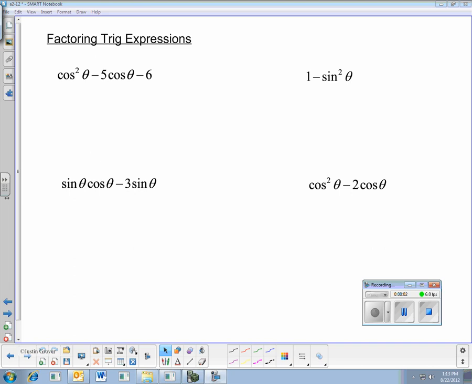Factoring trig expressions is just like factoring regular expressions. You can't let the sines, the cosines, the tangents make it look a lot harder than it is. It's really just basic factoring that we're doing. It's when they're set equal to 0 that you have a little bit more work.